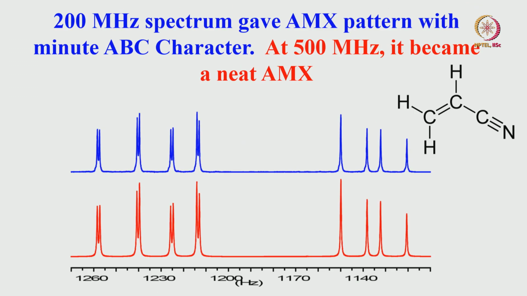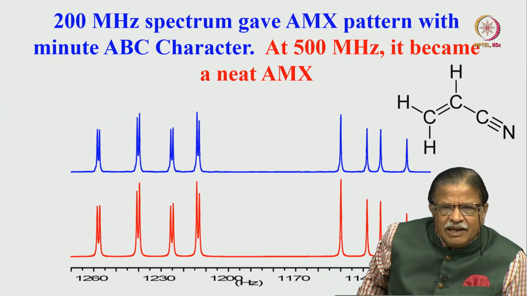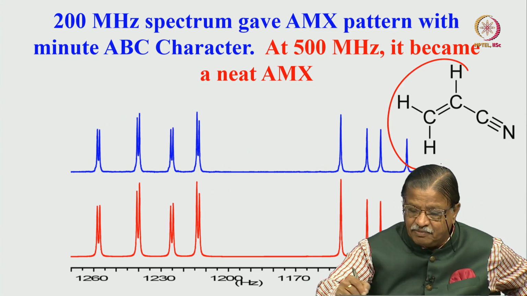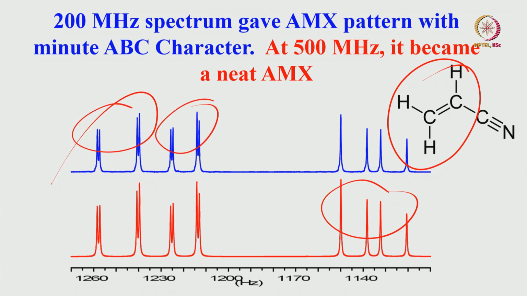This is another example of a molecule, a 200 megahertz spectrum which gave an AMX pattern with minute ABC character. Look at this one, these three are protons, and it looks like there are 4 peaks here, 4 peaks here and 4 peaks here. What normally the chemist will do? They will take the NMR spectrum, measure this chemical shift and say, okay, I got the chemical shift and J coupling. It is okay to report to some extent, but in principle, as I told you, when the spins are strongly coupled, it is not possible to get the individual chemical shifts. You can only get the difference in chemical shifts. Individual chemical shift cannot be obtained.